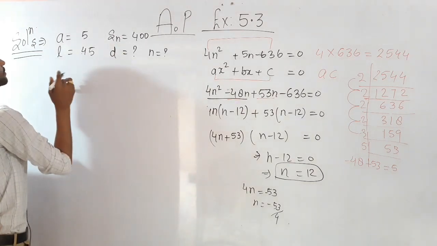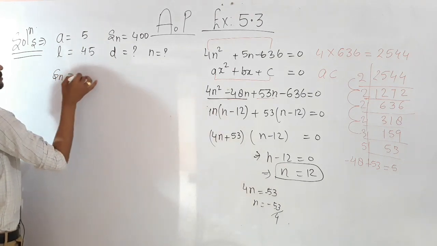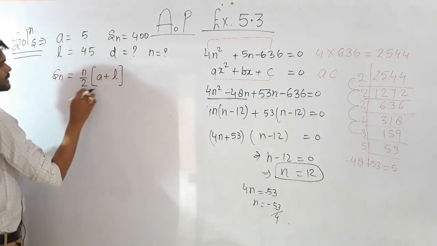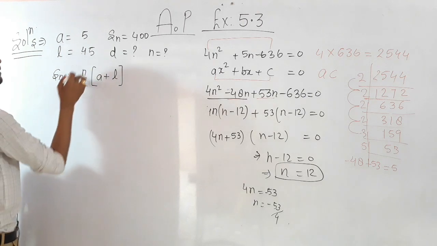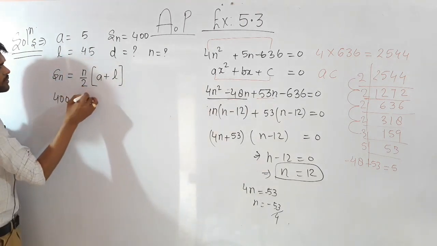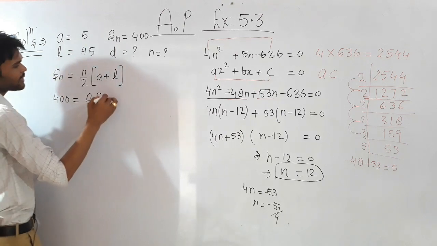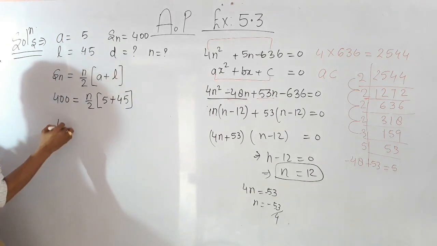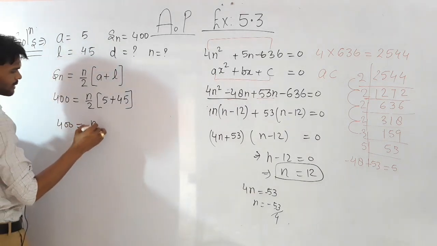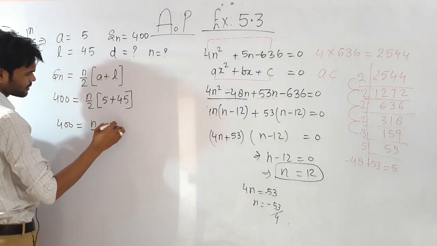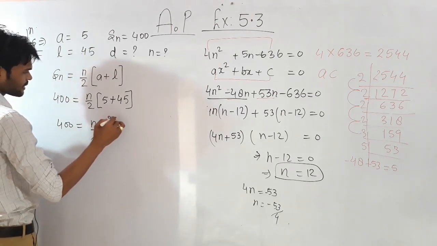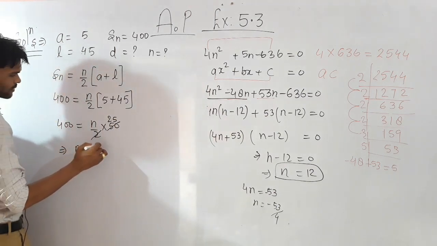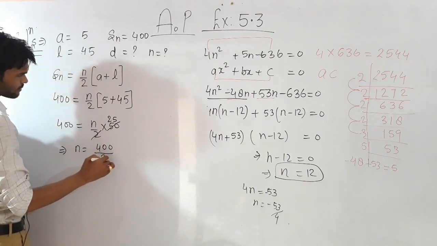Using the formula Sn is equal to n by 2 into a plus l, it may be written as 400 is equal to n by 2 into a, that is 5, and l is 45. You may write here 400 is equal to n by 2 into 50, and it will become 25. So n is equal to 400 upon 25.